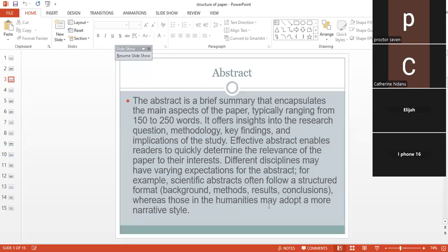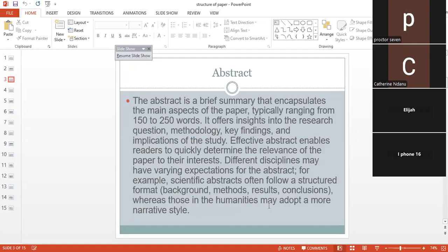But basically, every scientific paper must have an abstract. It is a summary of the whole study: what you intend to do, the problem statement, the methods you will use, the theories you will use, the results, and the conclusions. So that is what we call an abstract. It is mostly between 150 and 250 words. Whenever you want to write a scientific paper, the publisher will ask you for the abstract.